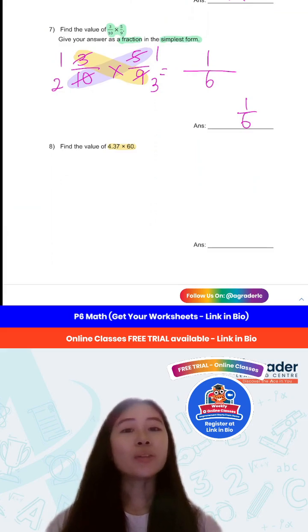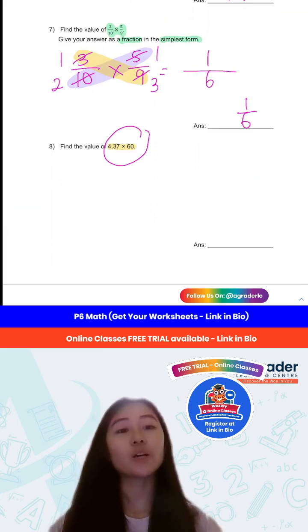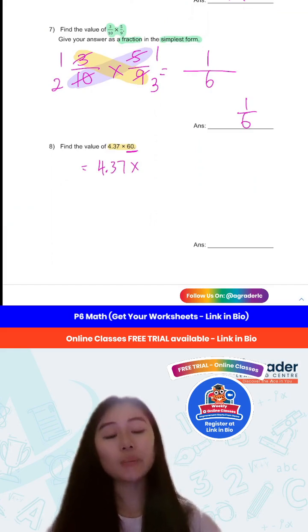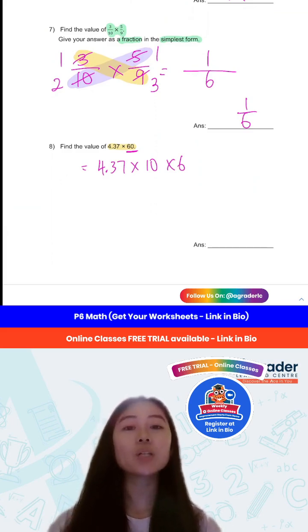So if you want to, you can use 4.37 times 60. You just do the multiplication, right? Your double digit multiplication. But if you don't want to do that, then you can also split up this number. So for example, 60, you can split it up into 10 times 6, right? Because 10 times 6 equals to 60. Okay, so you can split up the numbers as well.